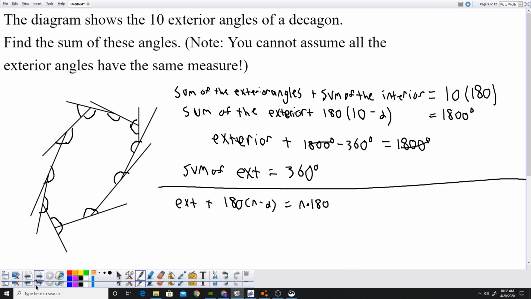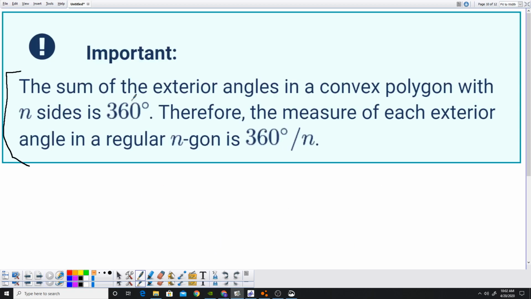It's a relatively simple proof, but the important fact is that the sum of the exterior angles is always just 360. And this means that it can kind of be fairly simple to work with the exterior angles instead of the interior. And we'll see how we can do so in the next problem.